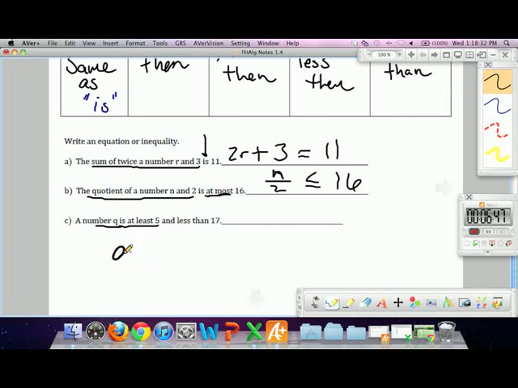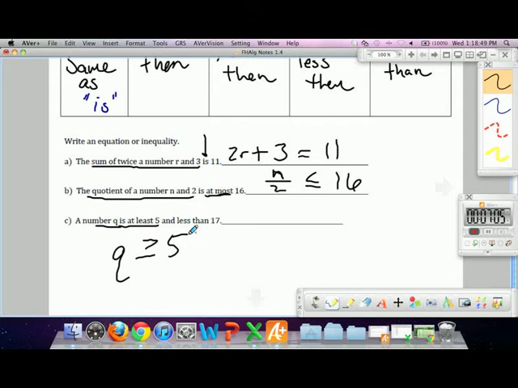I knew that. At least. If you're at least as tall as me, could you be shorter than me? No. No, you have to be my height or taller. So if you're at least as tall as me, you're my height or bigger. So you have to be that or more. More than.